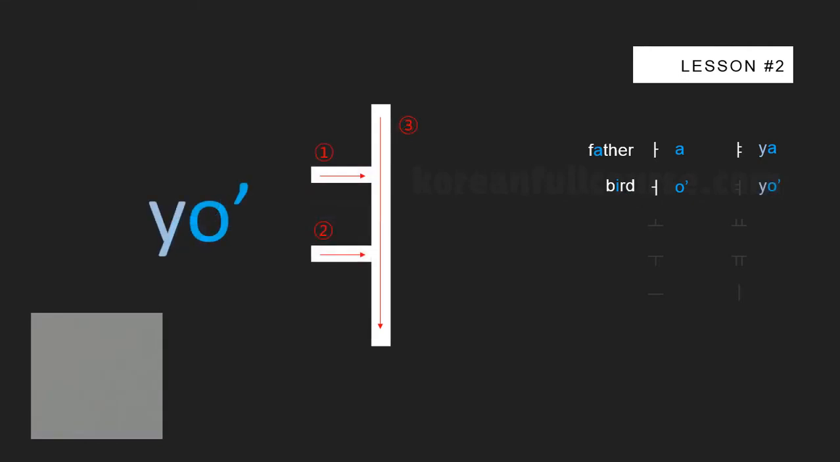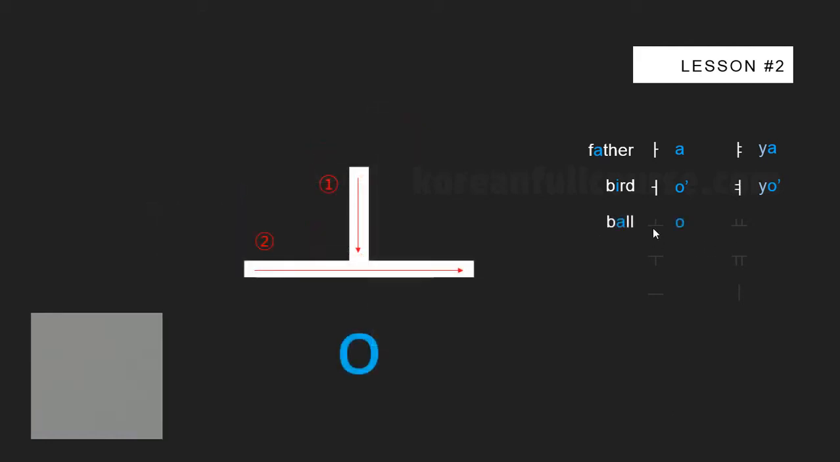The next letter is Yo, and it looks almost the same as O, but the only difference is this extra horizontal stroke over here. So you draw this short horizontal stroke first, then draw the second horizontal stroke, and draw the vertical stroke.